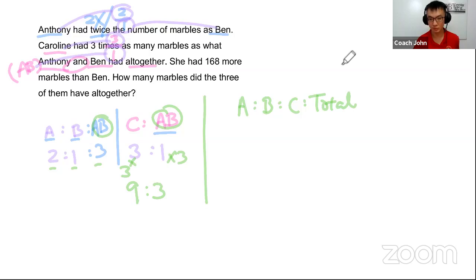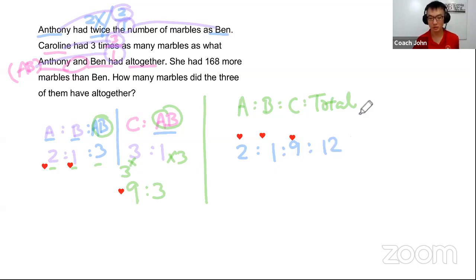So we have 2, 1 as well. So let me just write down 2 is to 1. Then C, you have to use the final number, right? So here is 9. And total is 2 plus 1 is 3. 3 plus 9 is 12.